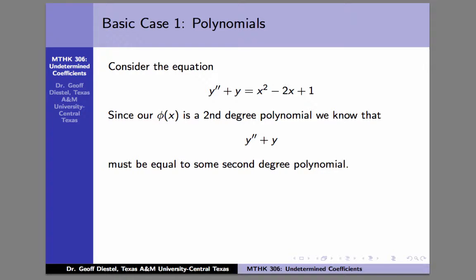Here's the idea. What kind of function would y have to be so that if we add it to its second derivative, the result is going to be a second degree polynomial?